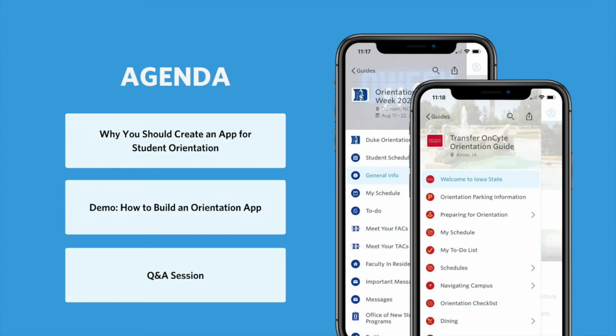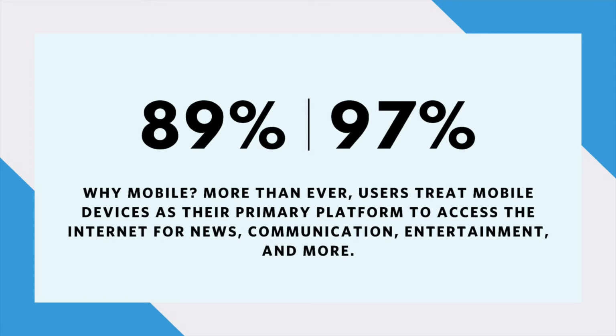Every year, colleges and universities bring incoming students together for an introduction to campus life and to help them become more familiar with their new community. With the advancement of technology, it's important to look at the role mobile plays today and how mobile can work to transform your EDU events. Apps account for 89% of mobile media time, and the younger generations are leading this shift. More than ever, users treat mobile devices as their primary platform to access the internet for news, communication, entertainment, and more. In fact, more than 97% of freshmen are going to be arriving on campus with a smartphone in hand.